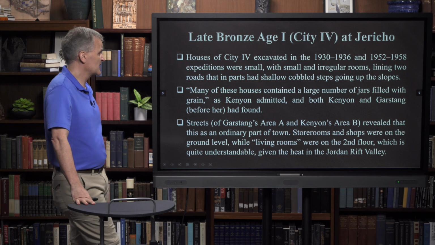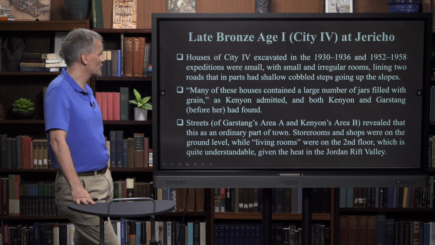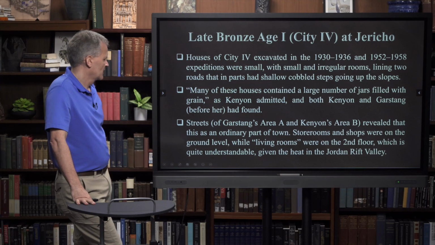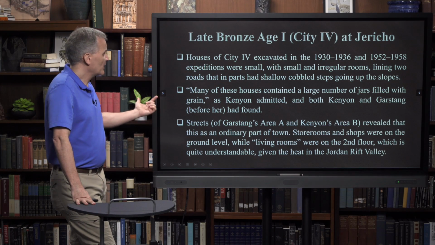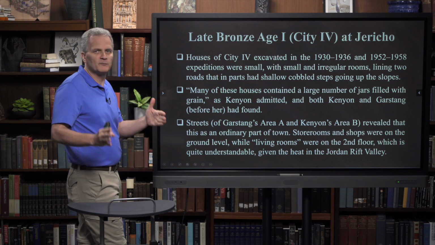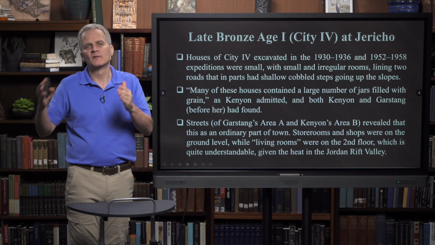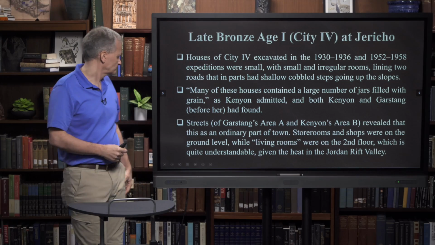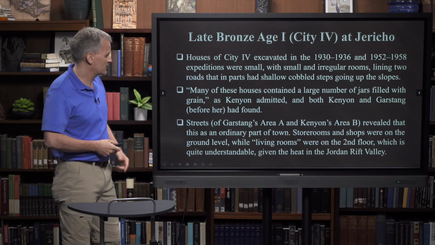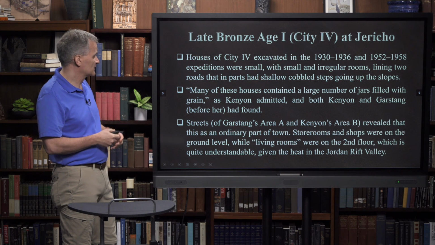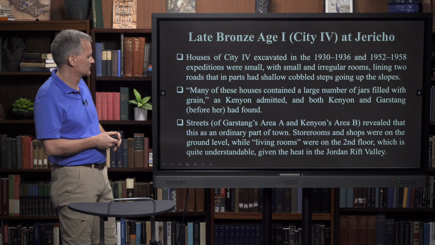Many of these houses contained a large number of jars filled with grain. Hold that thought and remember what that could connect to. Both Kenyon and Garstang before her had found jars full of grain. The streets of Garstang's Area A and Kenyon's Area B revealed this as an ordinary part of the town.